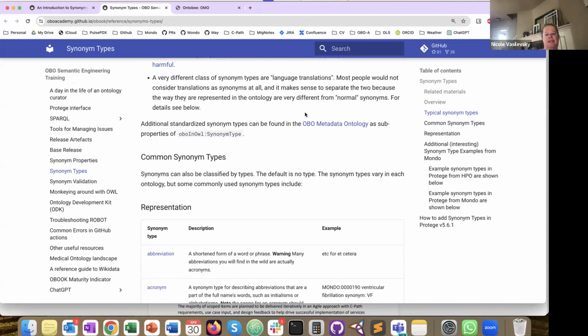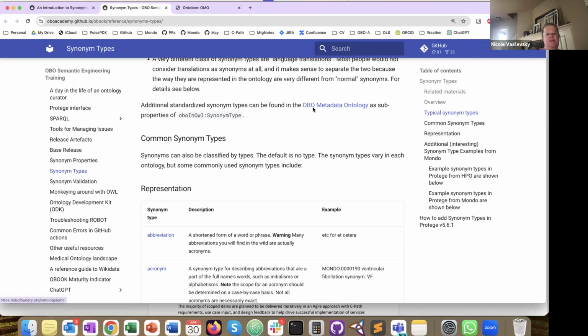A very different class of synonym types are language translations. Synonyms and language translations may not be considered synonyms at all. But it makes sense to separate the two because the way they're represented in the ontology is very different from normal synonyms. And this is discussed more below.